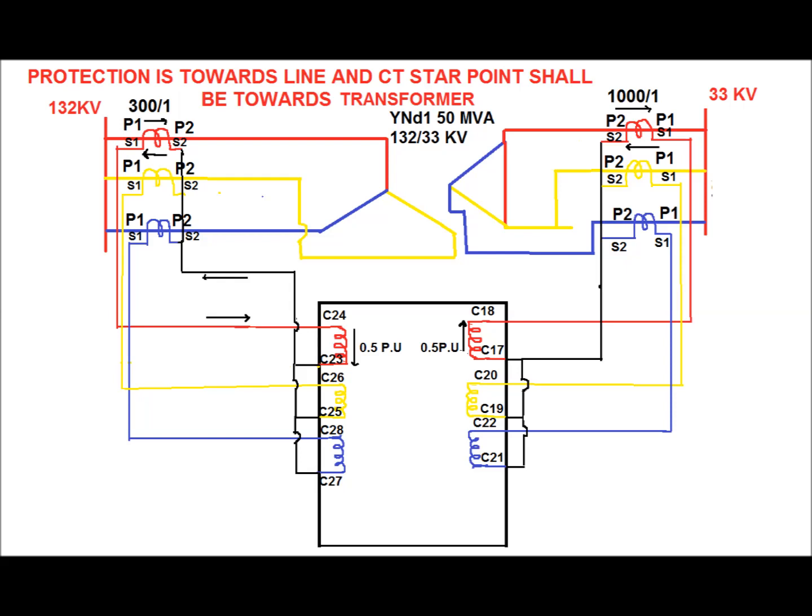Similarly, for the LV side, current will flow from the delta side towards the 33 kV bus, that is from P2 to P1. Similarly, on the secondary side, current will flow from S1 to S2, and therefore in the relay for red phase, current will flow from C17 to C18 terminal of the relay. Therefore, you can see the direction of the current for the HV side is from C24 to C23, and for the LV side is C17 to C18, that is the direction of the current is opposite in nature.